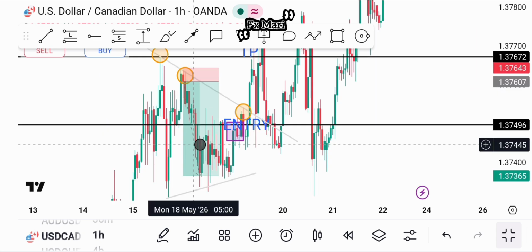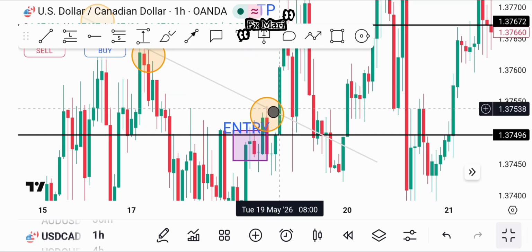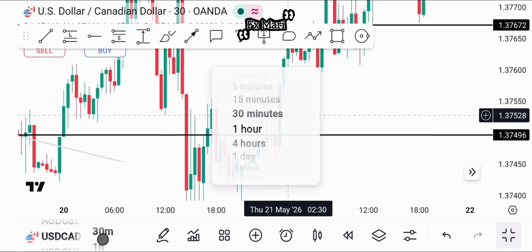And then we can clearly see we could have entered on the second touch as a sell, as we are waiting for a third touch for the breakout candle, another impulsive move. But me, I usually wait for the third touch. So we scale down and we hop into M30.